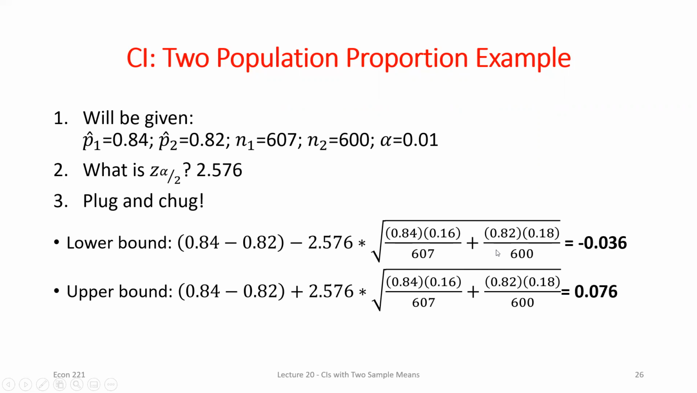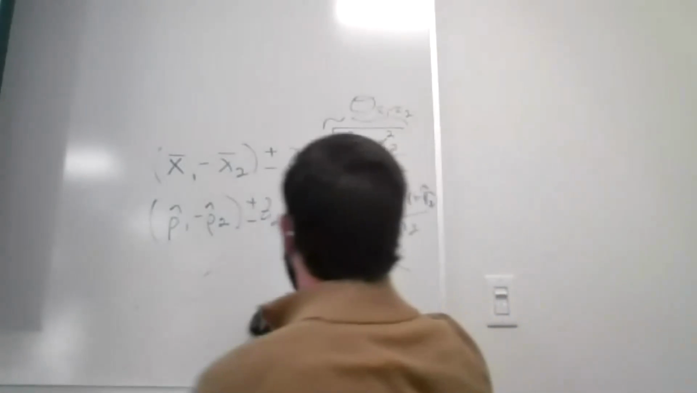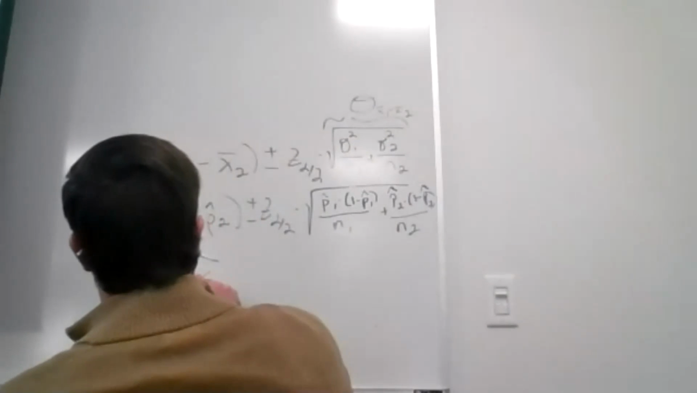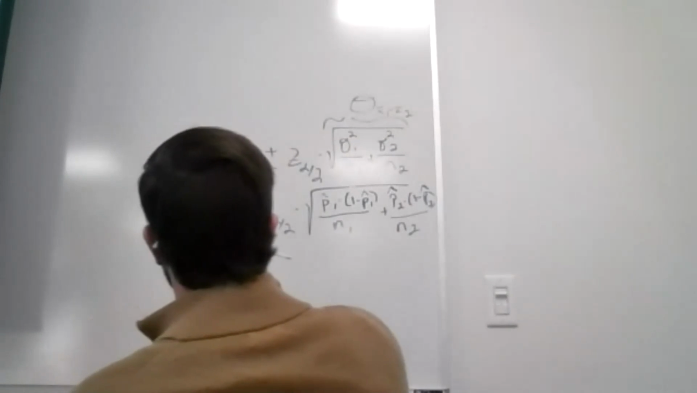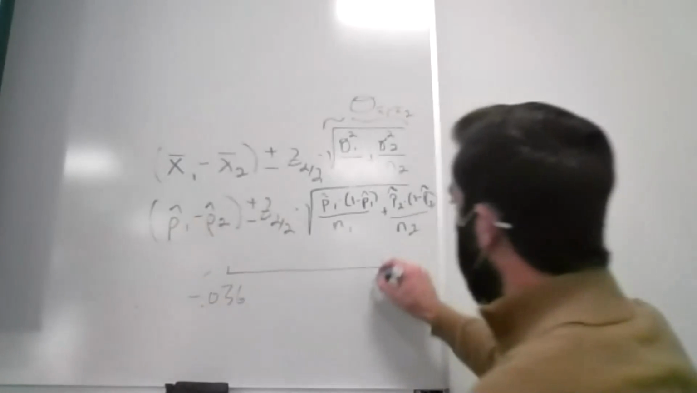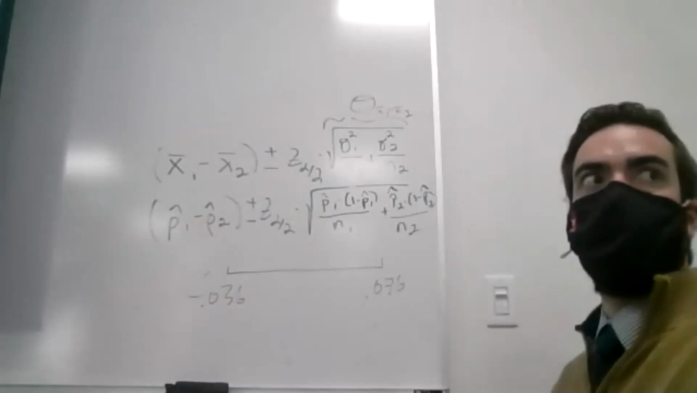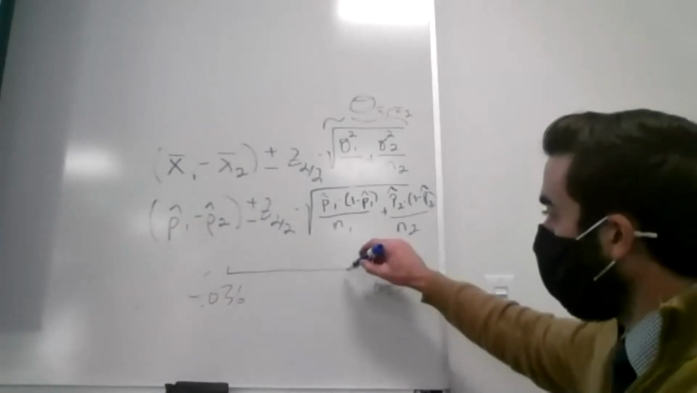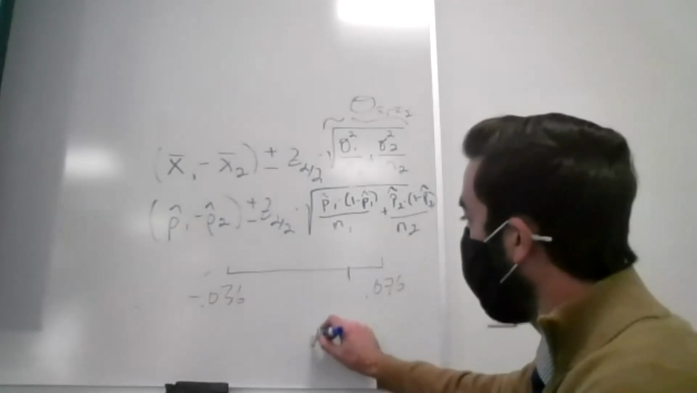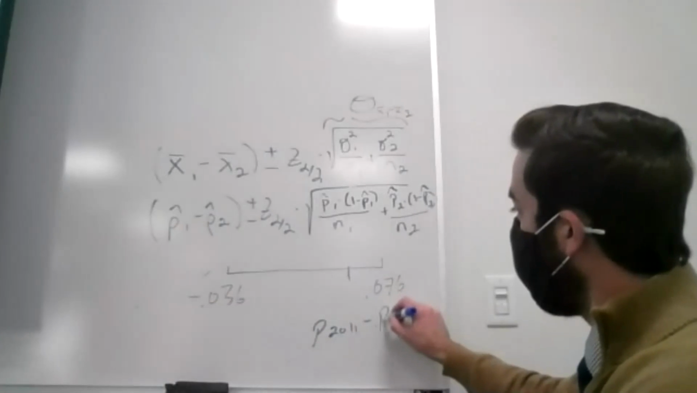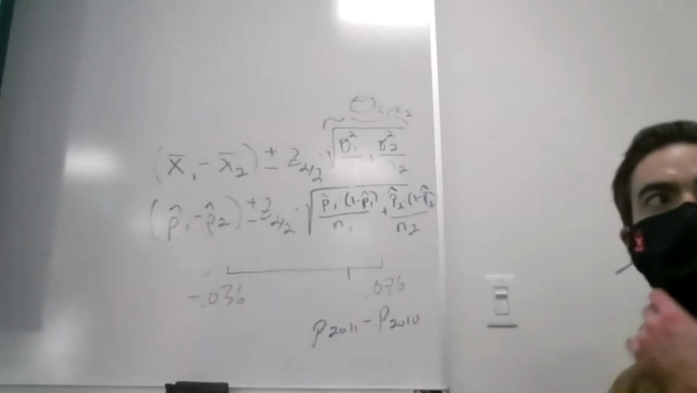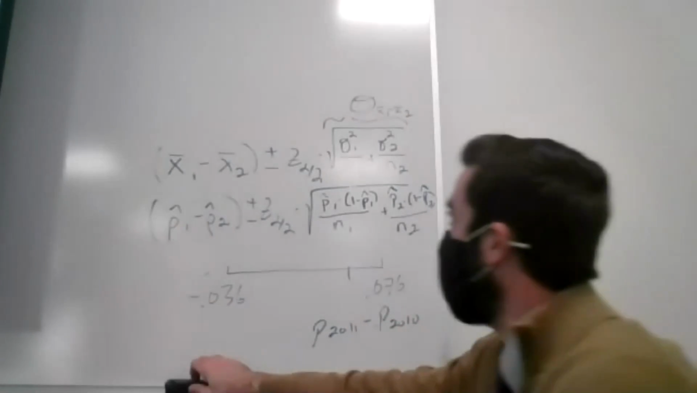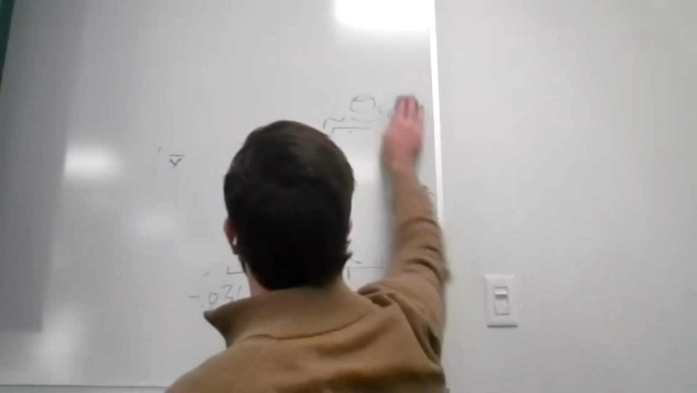But make sure you can replicate these results, right? So we get a confidence interval from negative 0.036 to 0.076, right? So here, what can we actually say? So now the true difference could be positive, which, if we're trying to predict where this difference between 2011 and 2010 is, this true difference, let me just erase this.